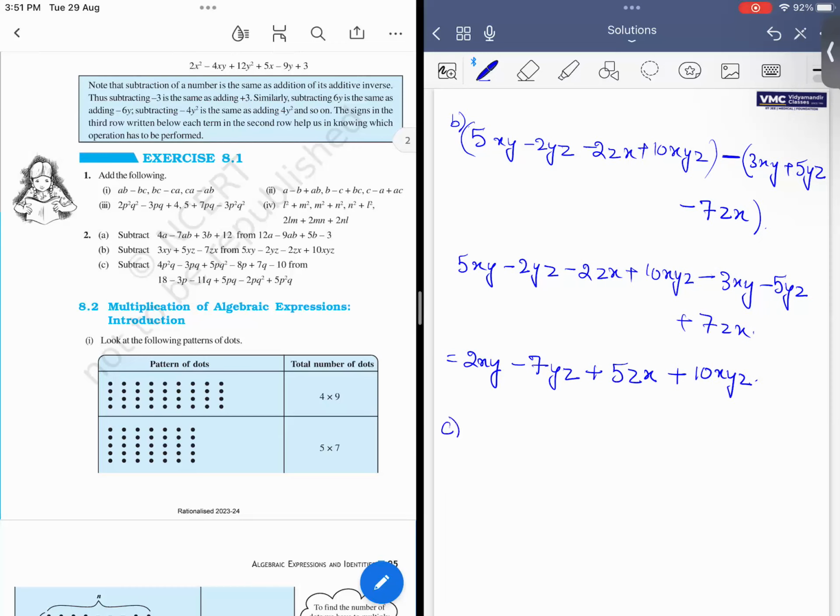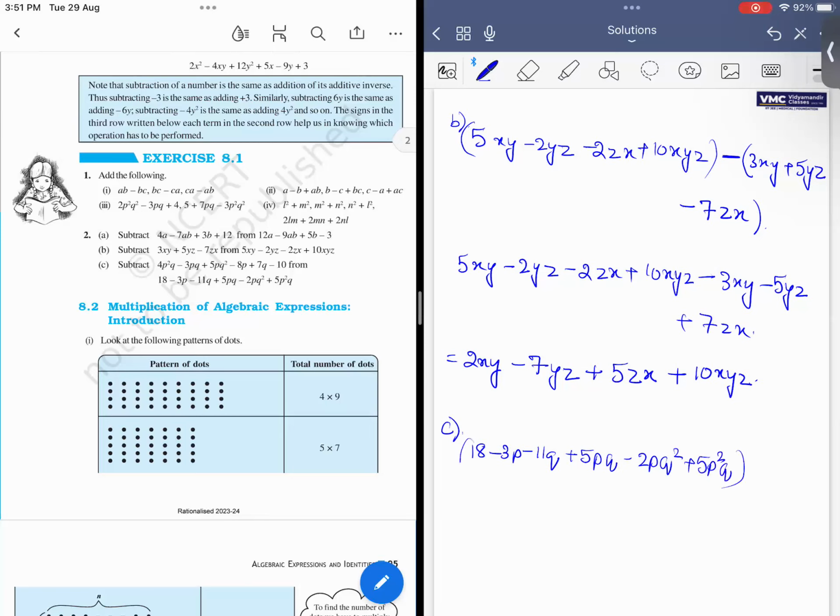C part. Subtract. Now this expression is a little bit bigger, but we'll see it term by term. Okay, so you have to subtract the first expression from the second expression. So write the second expression first: 18 minus 3p minus 11q plus 5pq minus 2pq square plus 5p square q.